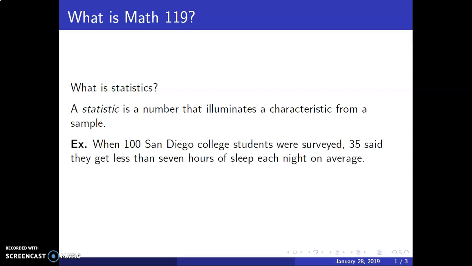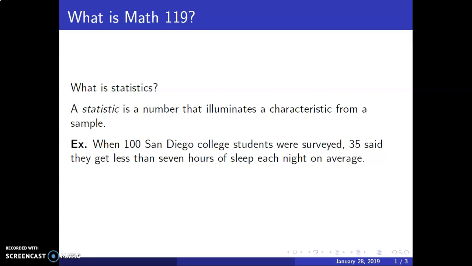So for example, what if we took a look at this? When 100 San Diego college students were surveyed, 35 said they get less than 7 hours of sleep each night on average. Now, I don't know if you agree or disagree with that, but there's a lot of colleges in San Diego, so we're not exactly sure how this sample was conducted, but 35 out of that 100 said that they get less than 7 hours of sleep each night on average. So obviously some nights they will, but most of the time they don't.